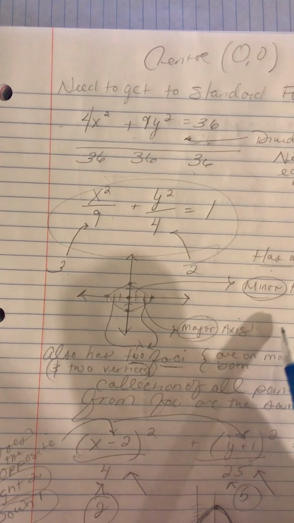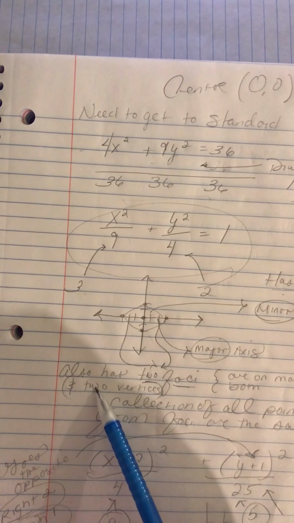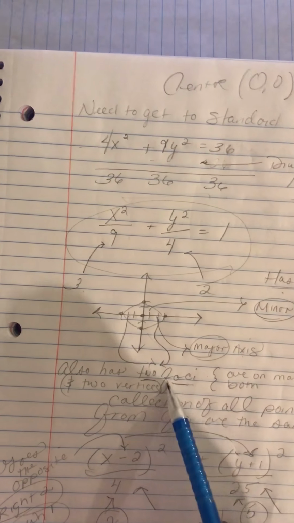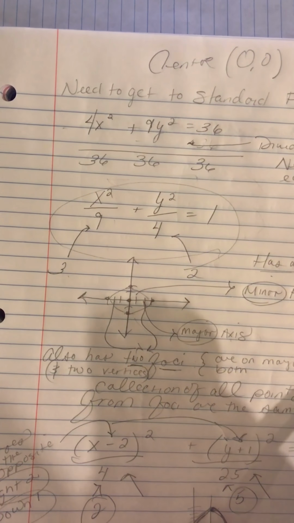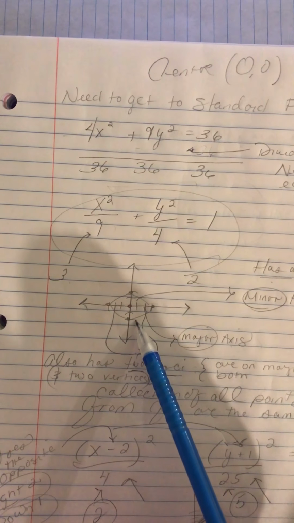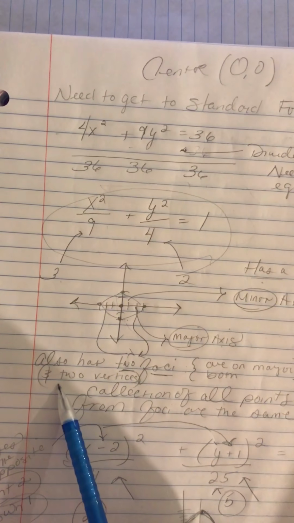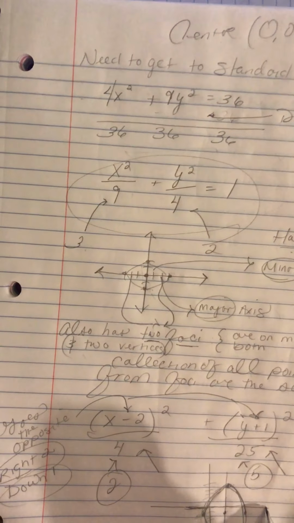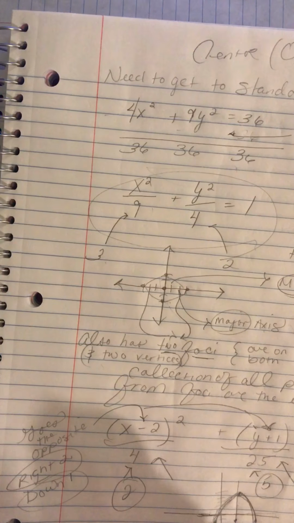So here are a couple of things to look for. The ellipse also has 2 foci and 2 vertices, and they're both going to be on the major axis. There is a major axis, which is the longer one, and the minor axis is going to be the shorter one. Here I just gave you some examples on how to come up with the equation.